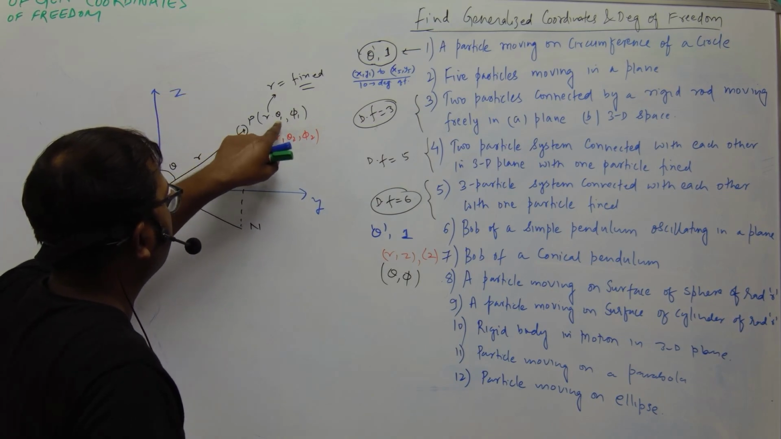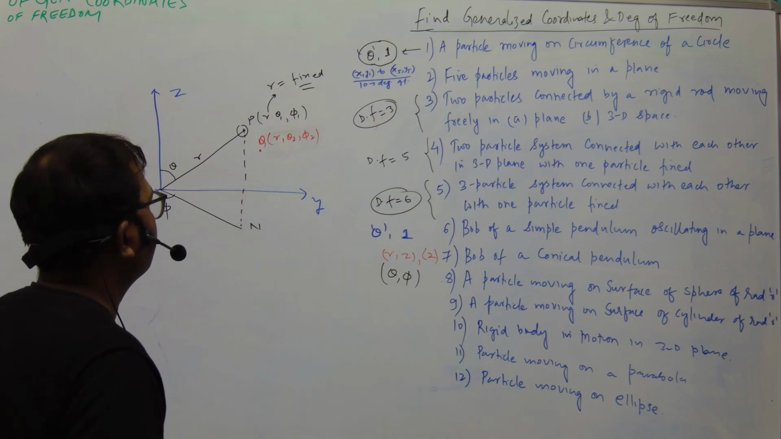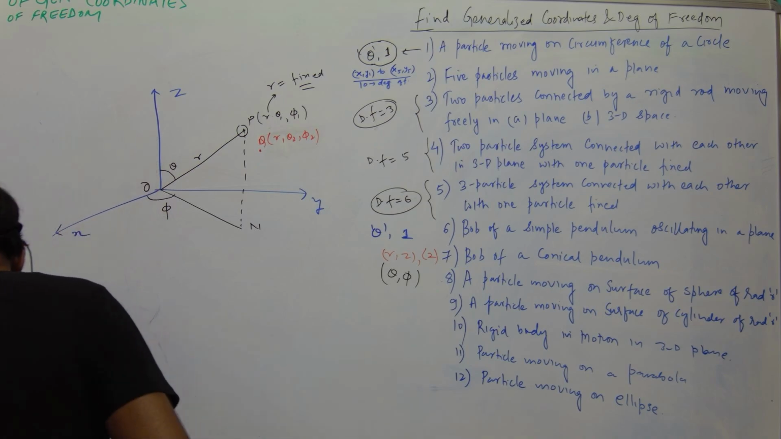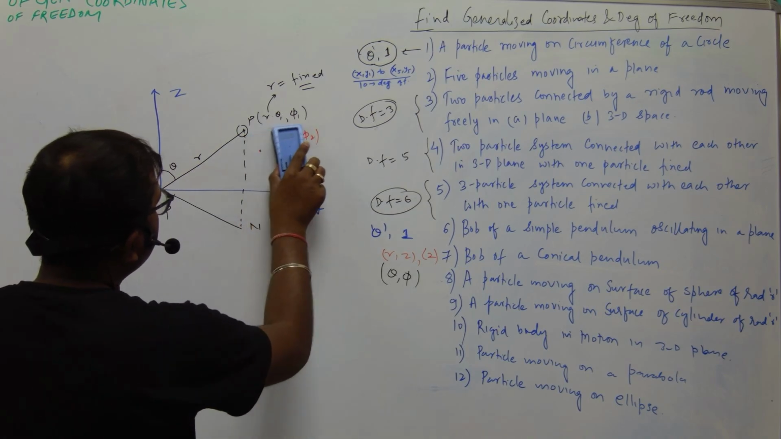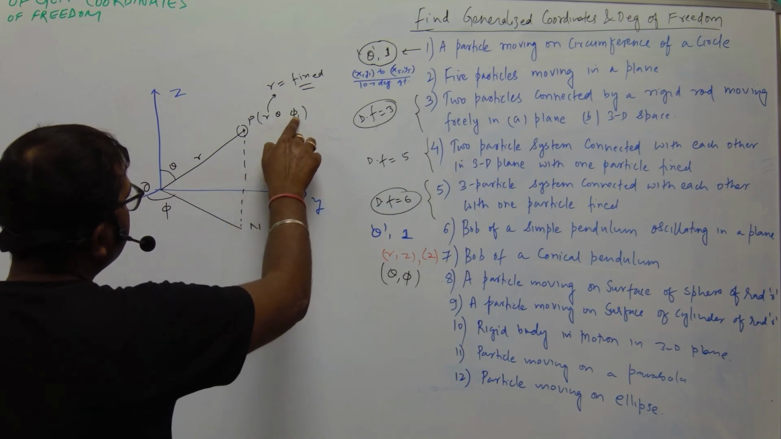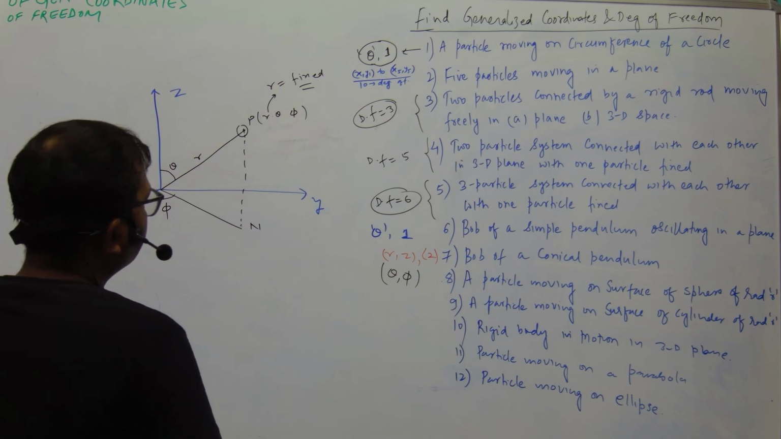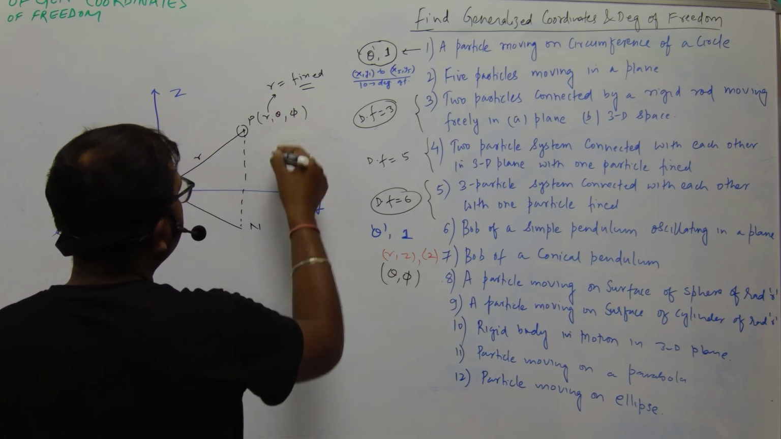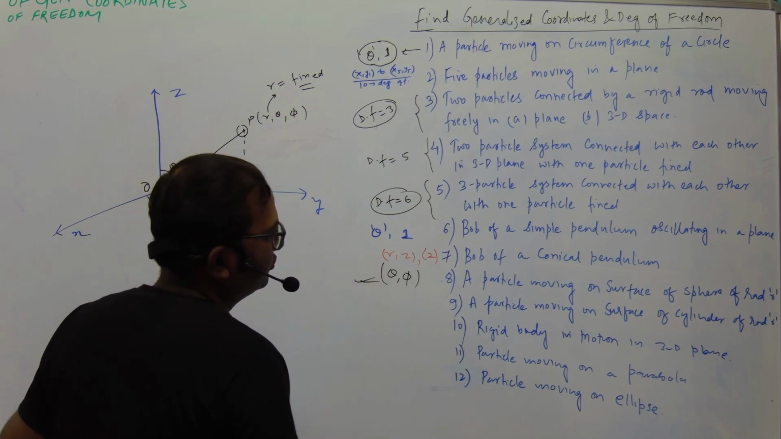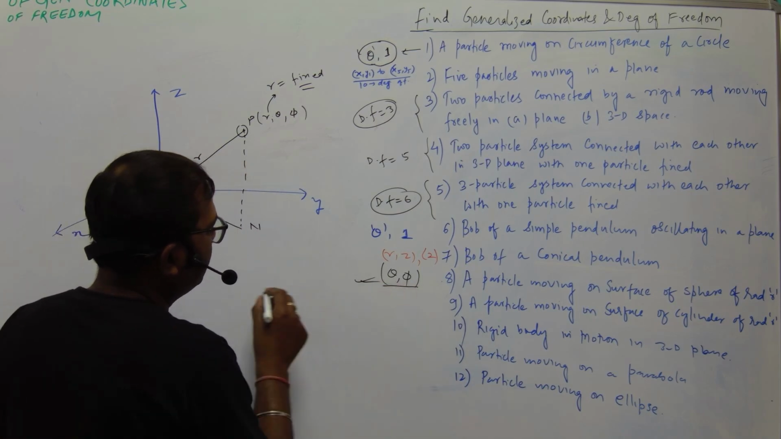On change in the position of the particle from P to Q, only theta and phi are getting changed. So theta and phi are our generalized coordinates. So what will be the degree of freedom? The number of generalized coordinates is 2 here.